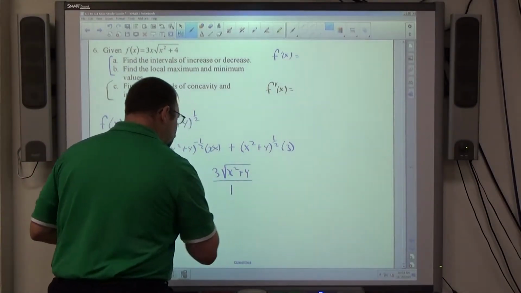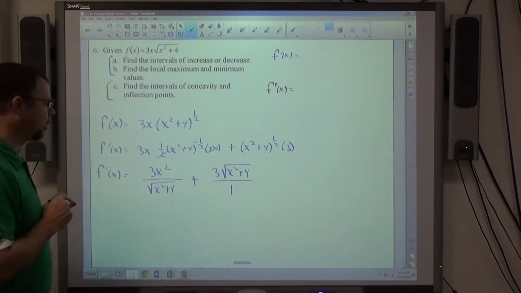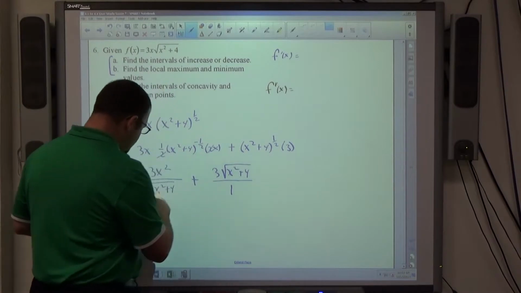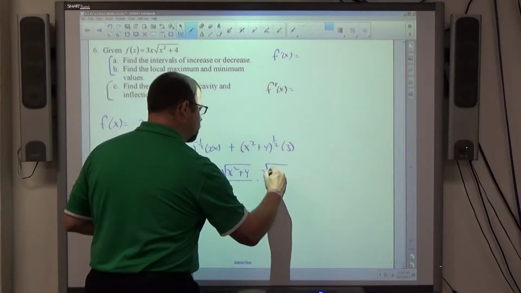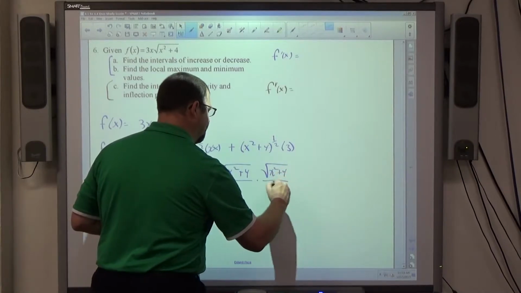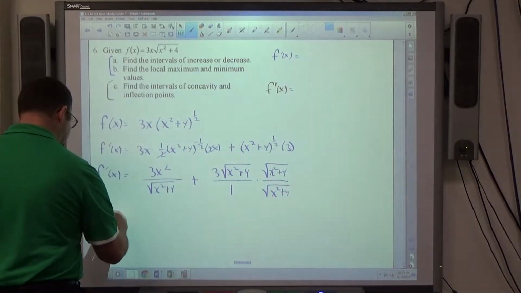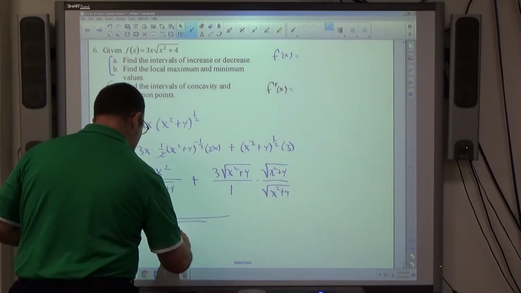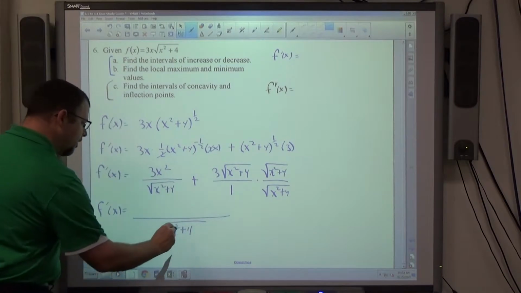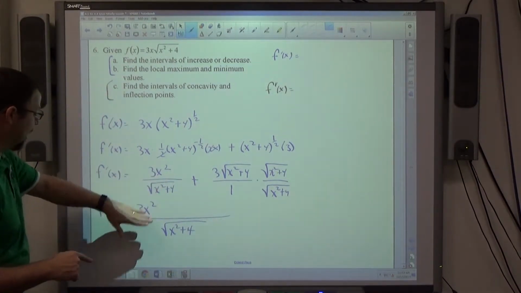So here's what you can do on this problem. And again, it's going to have this structure, so this same thing will happen on the quiz when you do it. If I make this fraction have that denominator, so just multiply top and bottom by the square root of x squared plus 4, what happens is you get one fraction with the square root of x squared plus 4 on the bottom. And then, of course, this first fraction already has x squared plus 4 and the square root of x squared plus 4, so nothing happens to the numerator.